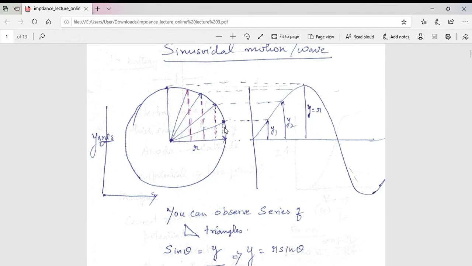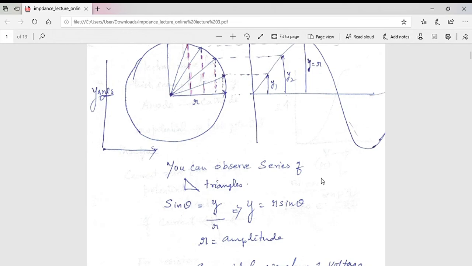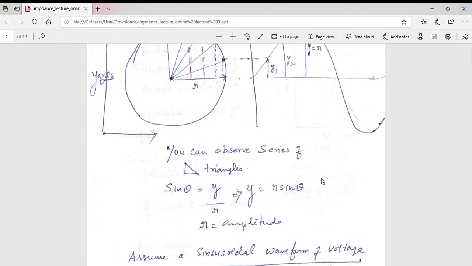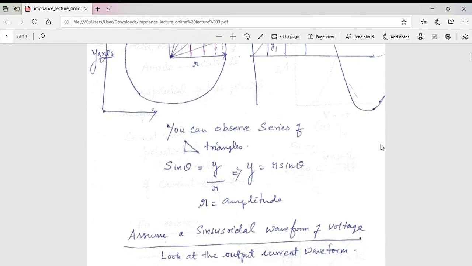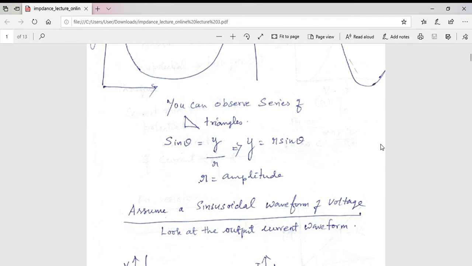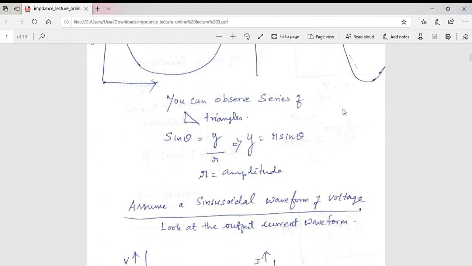Let us look here. The height of this opposite side I have plotted with respect to time or theta. You can see it forms a sine wave. Now imagine you have a voltage that rises like this and falls like this. That means it is a voltage waveform. It's an AC circuit because it's alternating: at one time it has a positive magnitude, at another instant it has a negative magnitude.